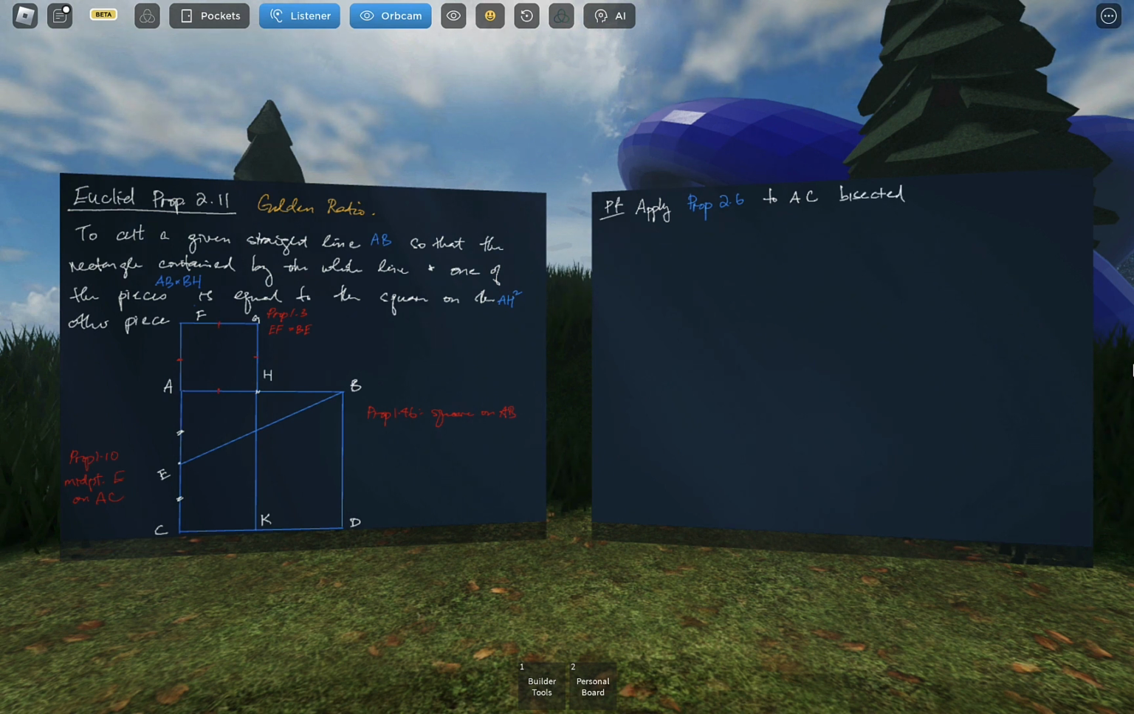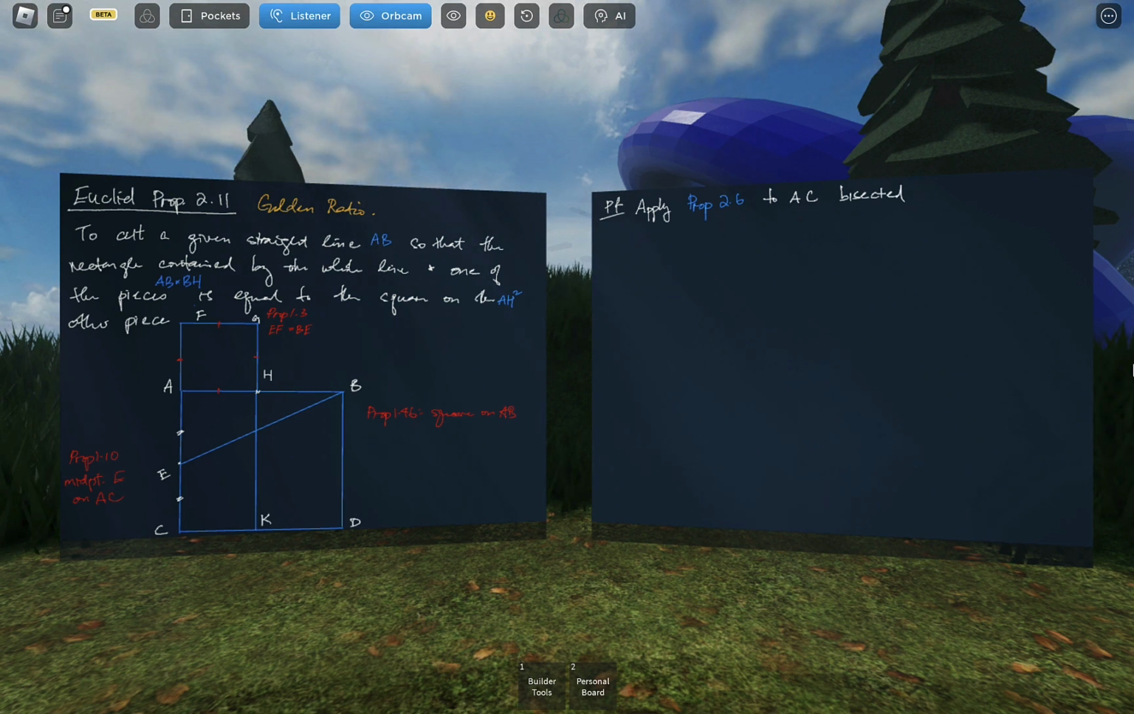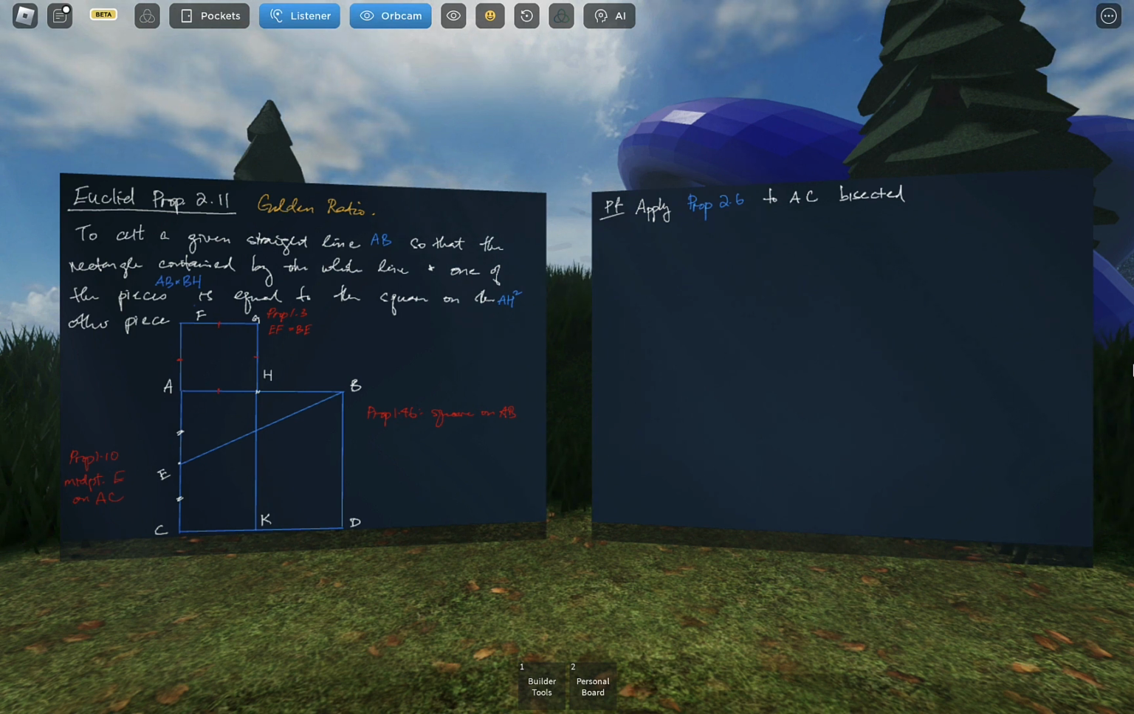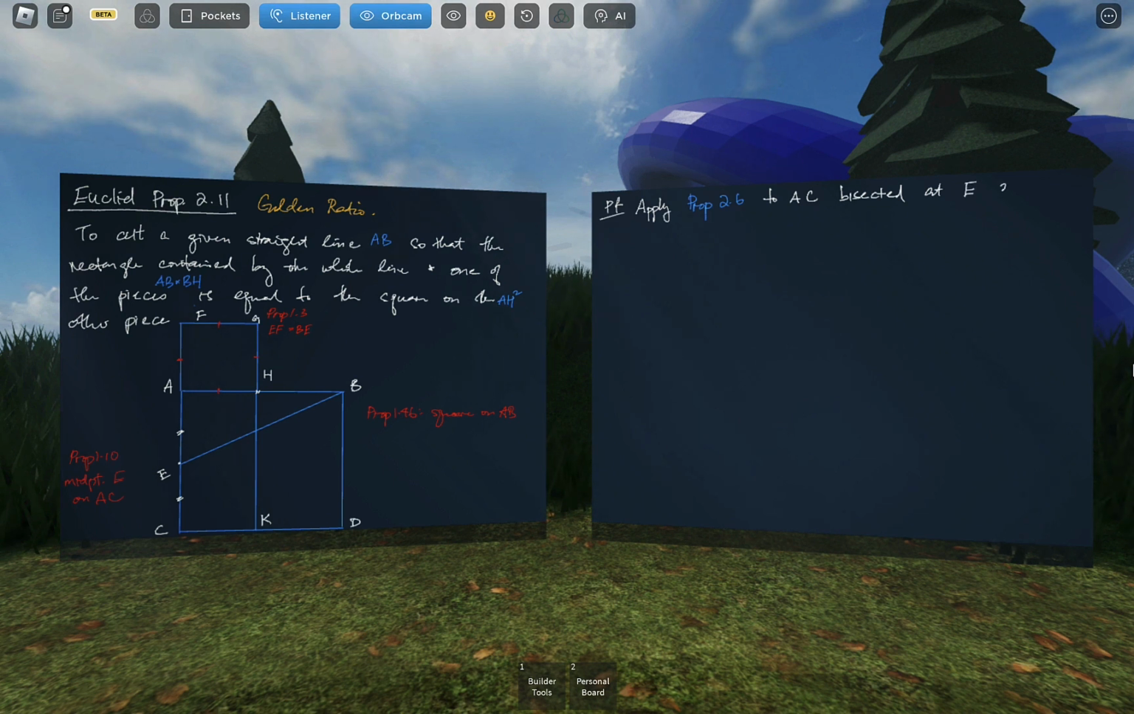So when we read proposition 2.6, it was kind of a specific thing. We all wondered, why are you doing this, right? But here, I guess is a direct application of 2.6, which is kind of cool. So we're going to apply this to AC bisected at E, right, which is what we constructed E to be, and extend it to F.